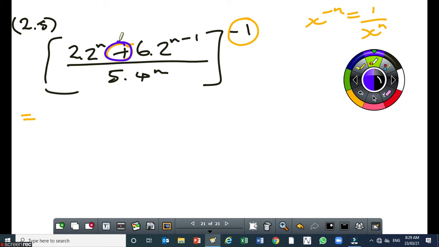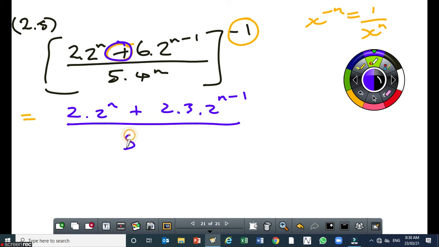Okay? So here, the first term is 2 times 2 to the power of n. I'll leave it as it is. The 6, I can write it as a product of two prime bases or prime factors, which will be 2 times 3 times 2 to the power of n minus 1, all over 5 times 2, all squared. For now, I'm going to write it like that. Okay? But later, I'm going to remove brackets and then I'll simplify.